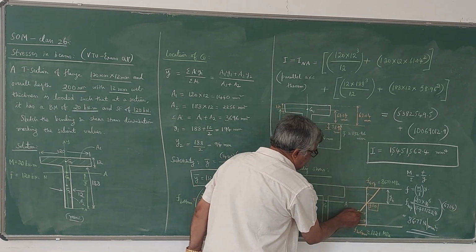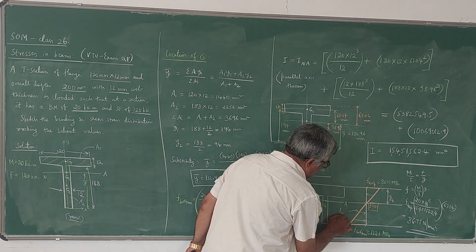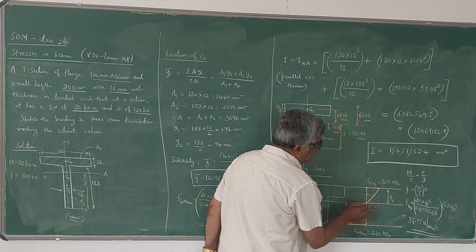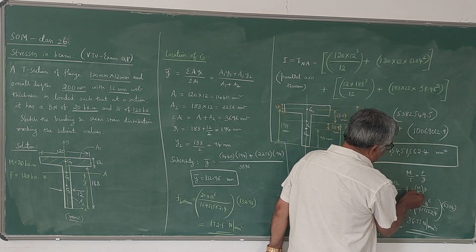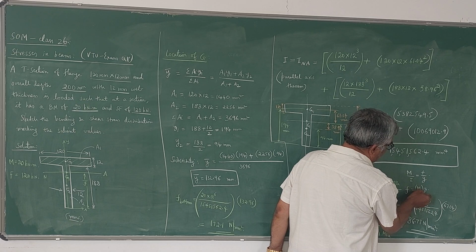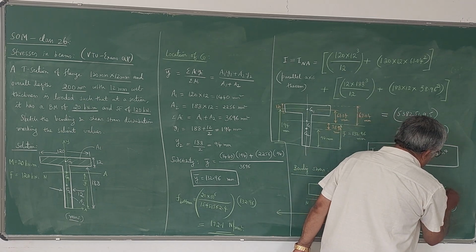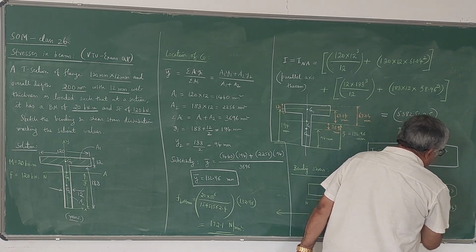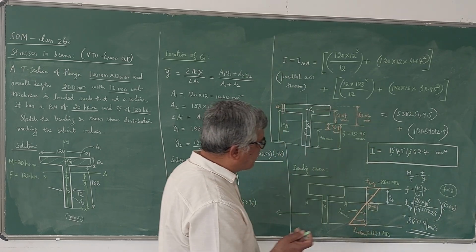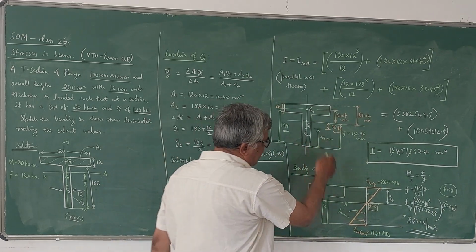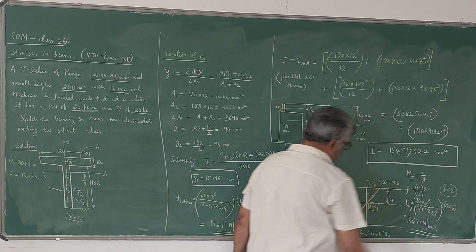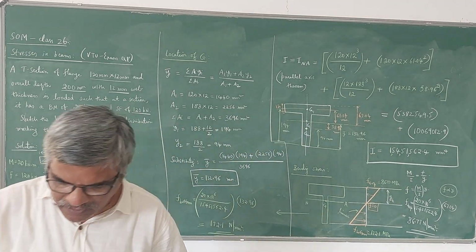The bending stress diagram is always a linear diagram because you can see here F is directly proportional to y, since M and I are constants. It's not directly proportional to y square. It is y, that means it is along the depth. It is a linear relation. So these two are the values.